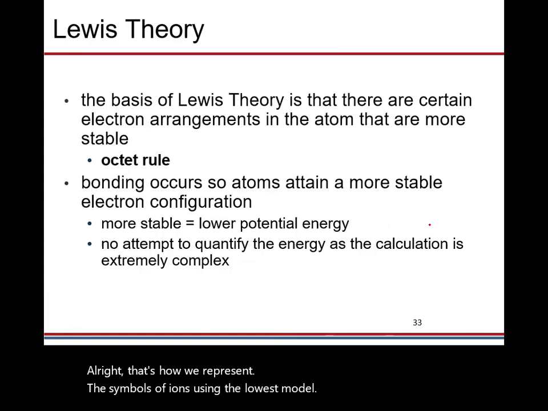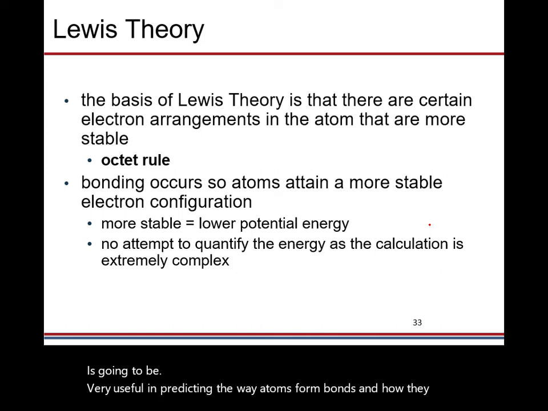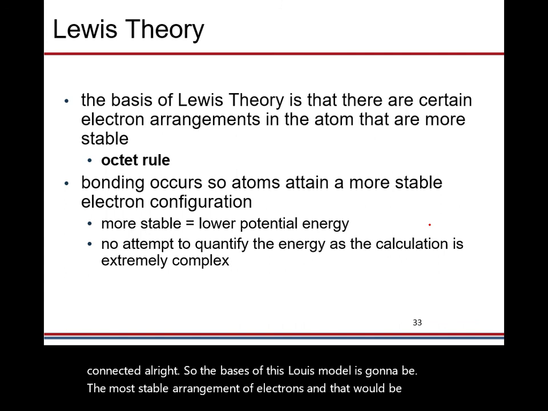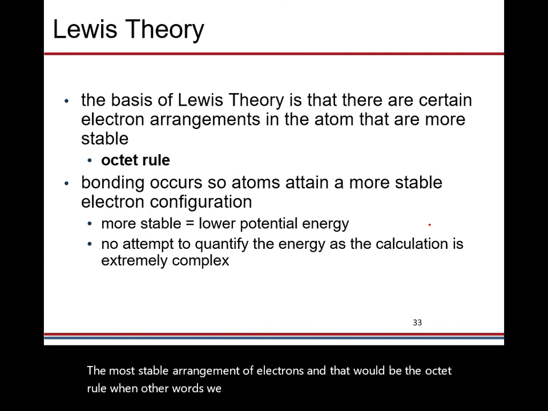Now that Lewis model is going to be very useful in predicting the way atoms form bonds and how they're connected. All right? So the basis of this Lewis model is going to be the most stable arrangement of electrons, and that would be the octet rule. In other words, we are looking for an electron configuration very similar to the noble gases.